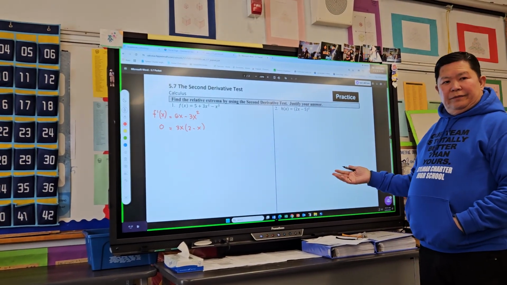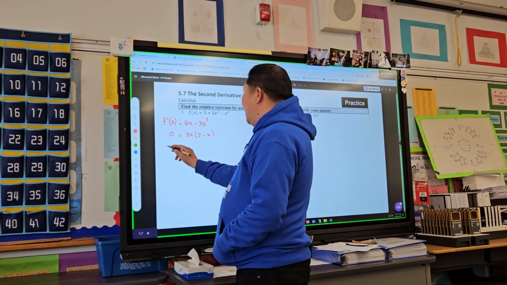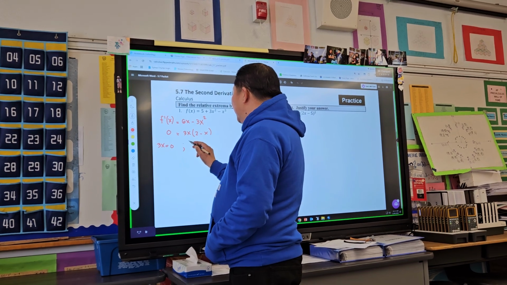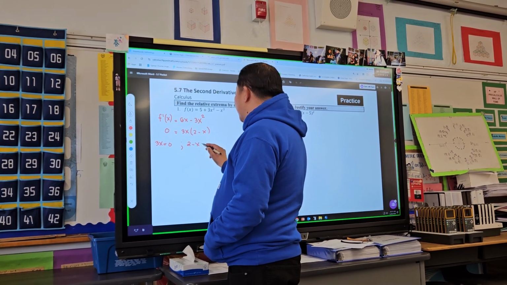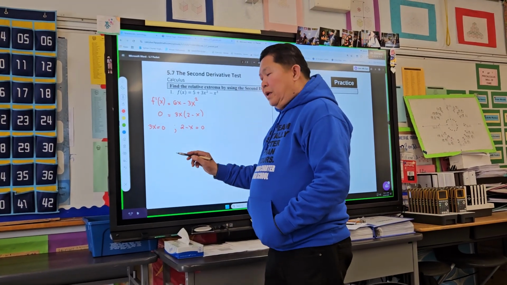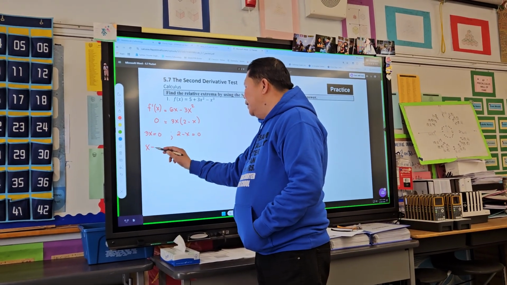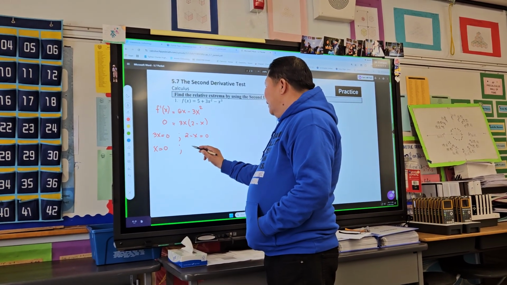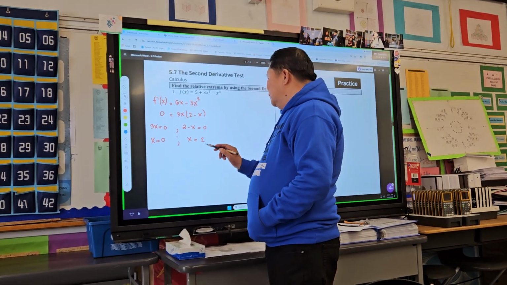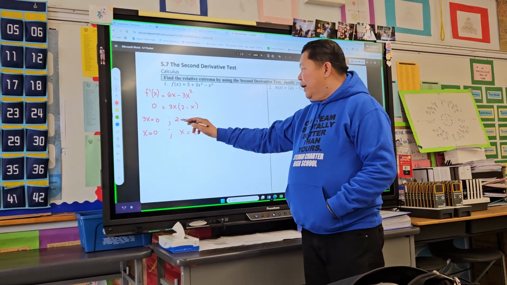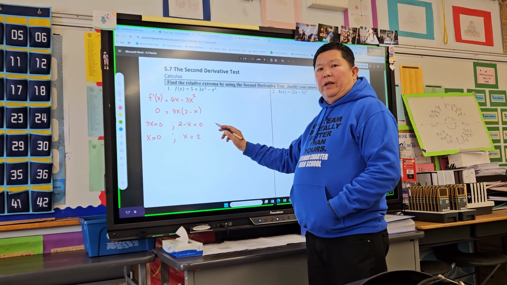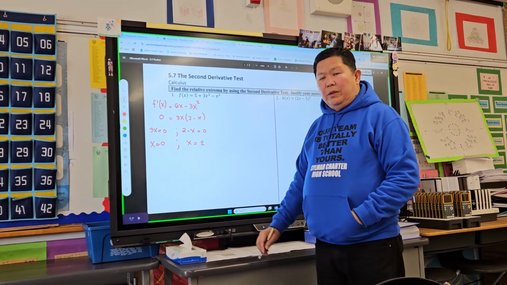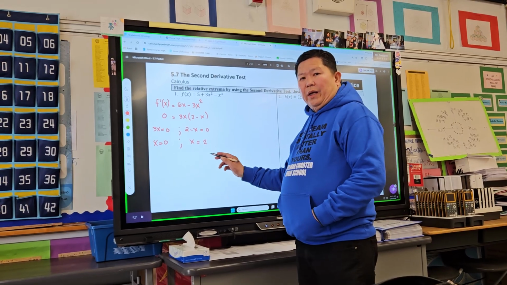Any question, guys? Okay, then we split this into 3x equals 0, and the other one, 2 minus x is equal to 0. So we have the first critical point as 0, right? And the other critical point is x equal to positive 2. If I move 2, it becomes negative x equals negative 2, which means x equals positive 2. So these are the critical points, 0 and 2.